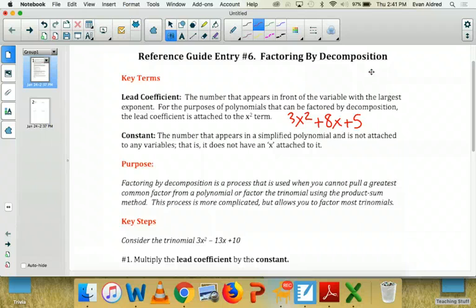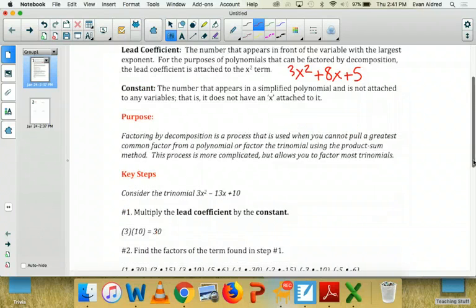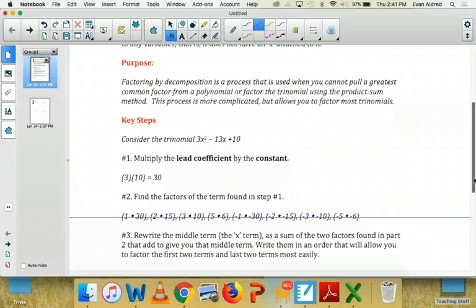With decomposition, as I mentioned before, that is the process we use when there's no GCF and you cannot use product sum. So you'll notice that the trinomials that we'll be factoring with decomposition look a little bit different than they did when we were factoring with product sum. And the big difference is what happens at the beginning. Now there's going to be a coefficient at the start, or there will be a lead coefficient.